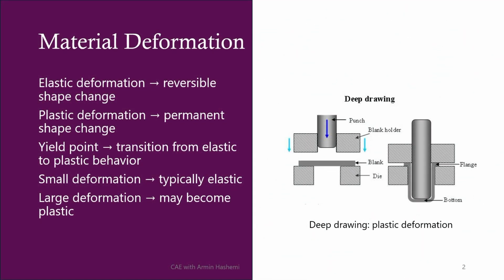Elasticity and plasticity are fundamental concepts in metal deformation. When the deformation is small, a metal returns to its original shape after the applied load is removed. However, when the deformation exceeds a certain limit, such as in processes like deep drawing, part of the deformation becomes permanent, and the material no longer fully recovers its original shape. This behavior defines the distinction between the elastic and plastic regions.